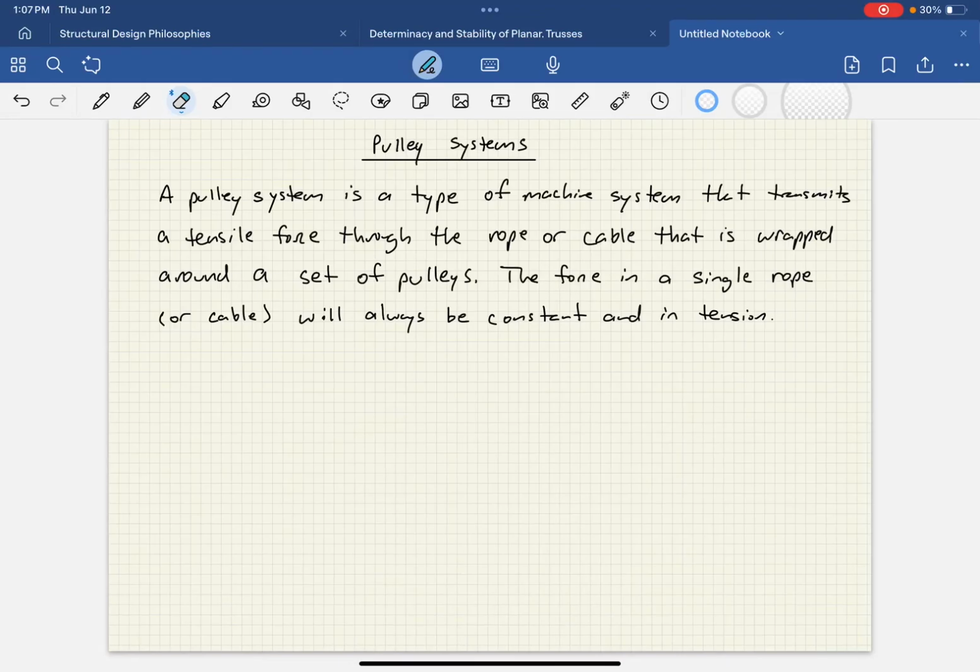Everybody, Dr. A here, and in this video we're going to be providing some background information and exploring a simple example of how to analyze pulley systems. So let's go ahead and get started.